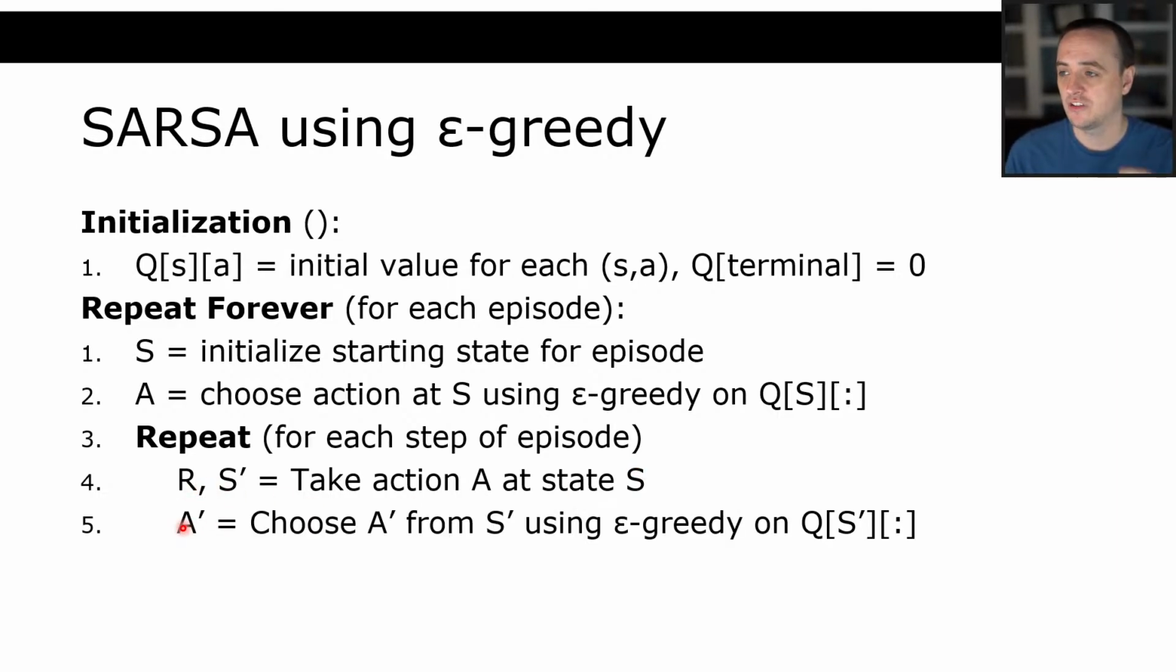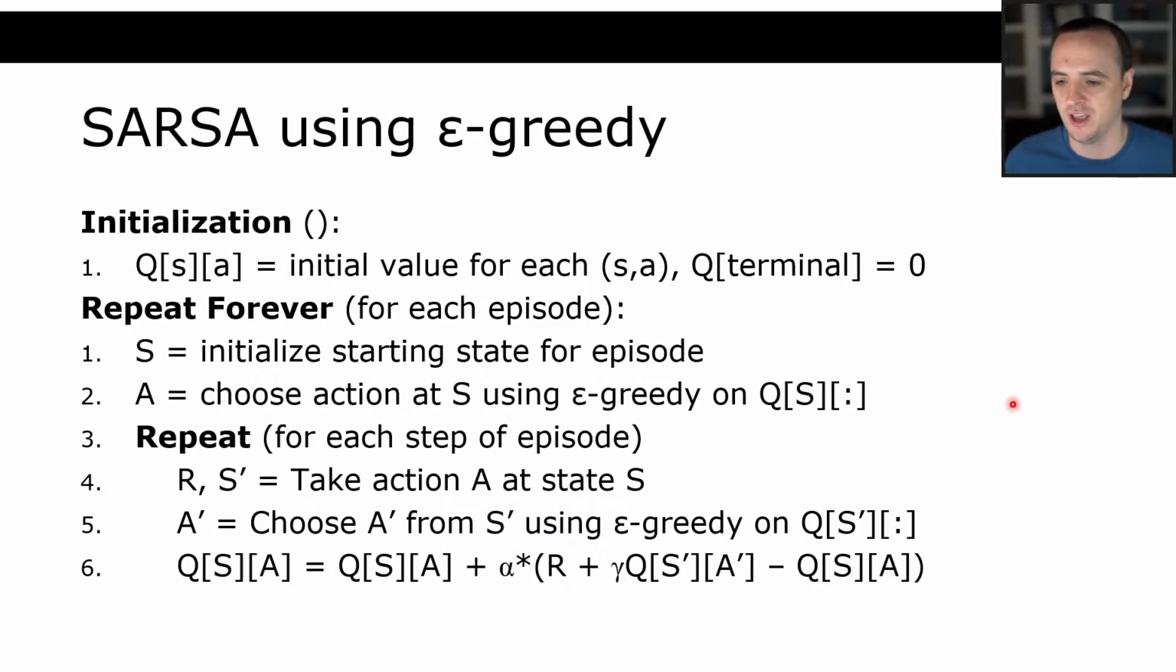Then what we do, this is SARSA's little extra step, is we choose A prime from S prime. So we look at the next state and see what we would do at the next state. That is A prime, the next action using epsilon greedy again. And then based on the current state, the current action, the reward, the next state, and the next action, we just do this update rule. And then we set our current state to be the next state and our current action to be the next action. And that's it. That is the SARSA algorithm. It is remarkably simple to implement.